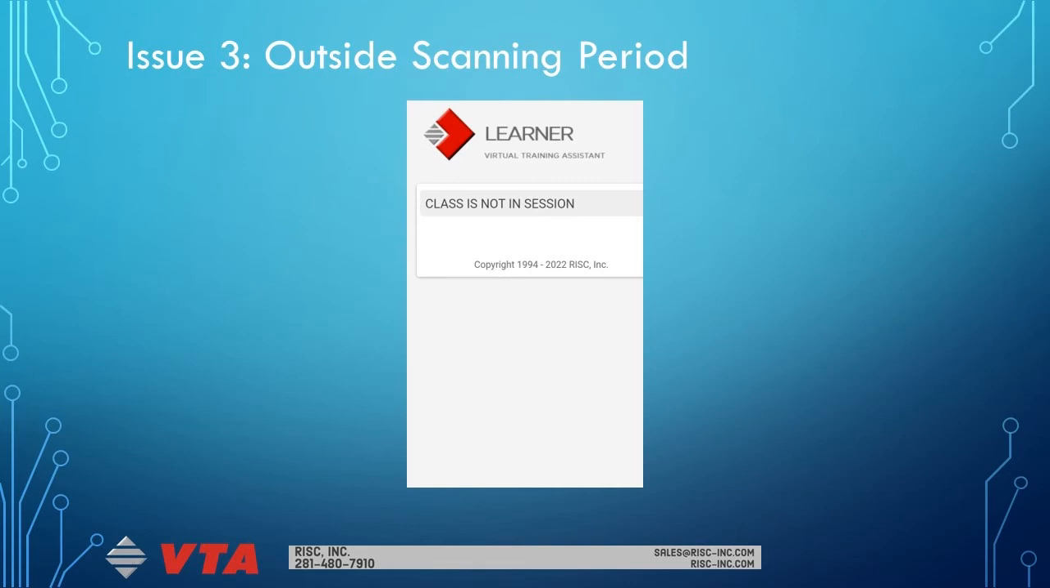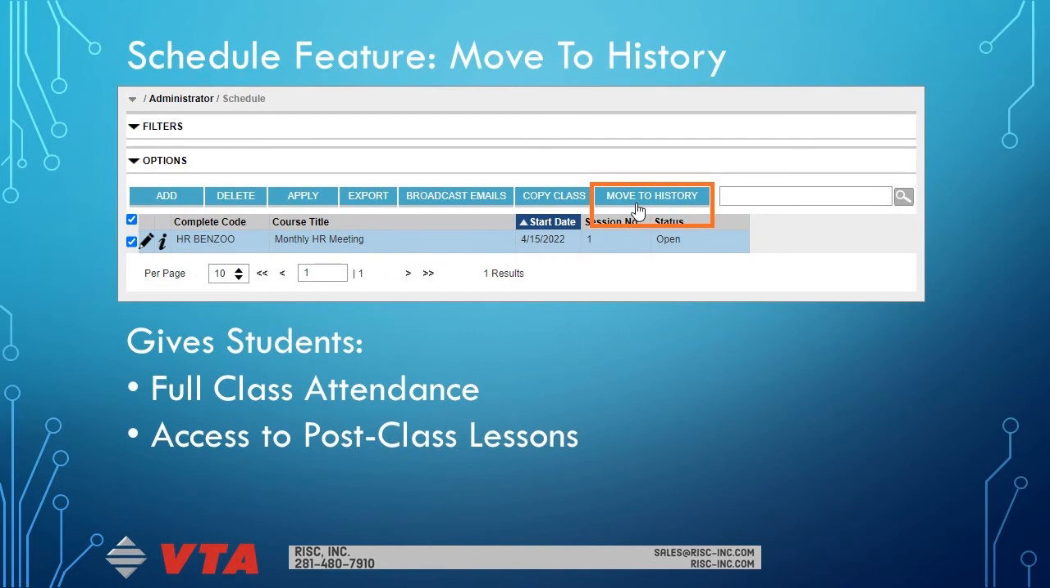If you use the QR code scanning feature with history sessions, there's nothing more for you to do. If you use it for scheduled events, you must move the session to history after the scanning period is closed, just like any other scheduled event.